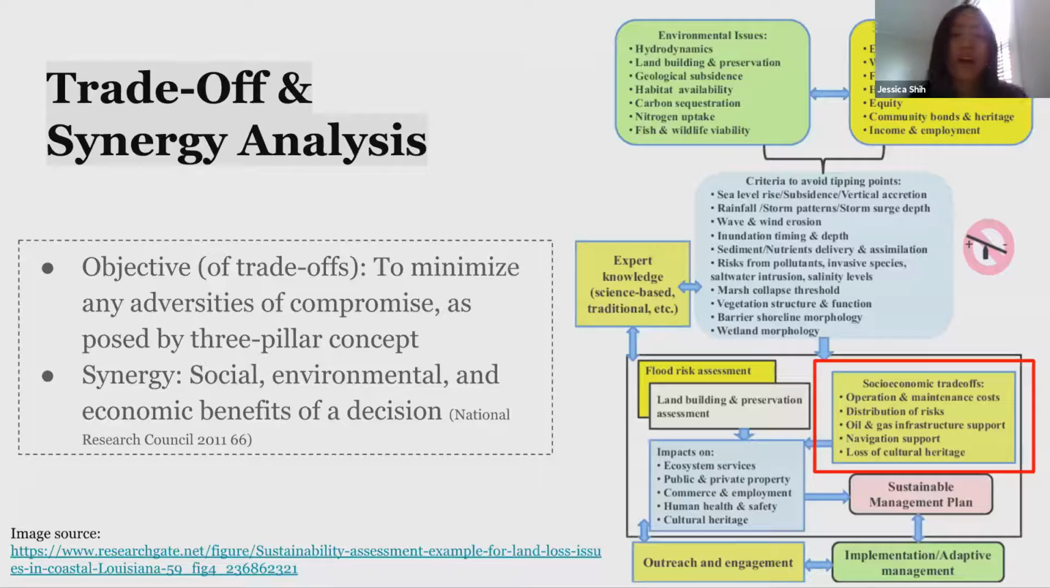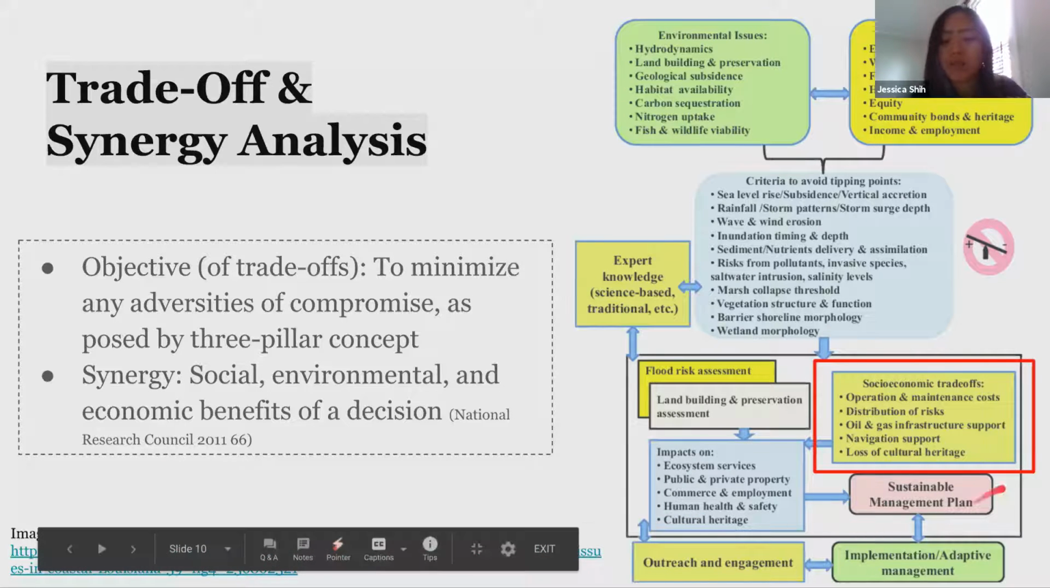All right, and so this is more of a sub-step within the 4-step series of the SAMM, but we do have the trade-off and synergy analysis. And the objective here specifically regarding trade-offs is to minimize any adversities of the compromise of the trade-off as posed by the 3-pillar concept. And when we look at the synergy aspect, we have the social, environmental, and economic benefits of a decision. And we can regard this right here, the latter half of the flowchart.